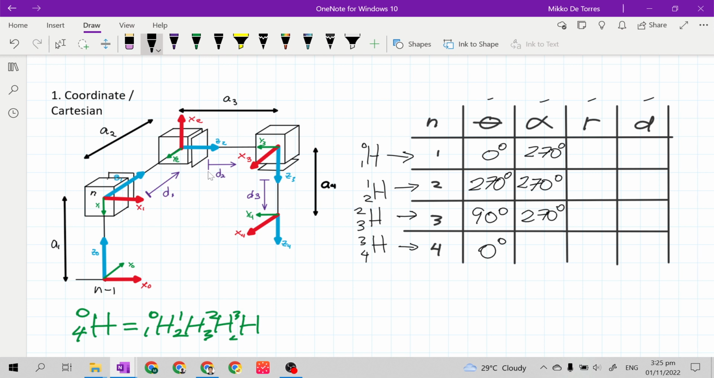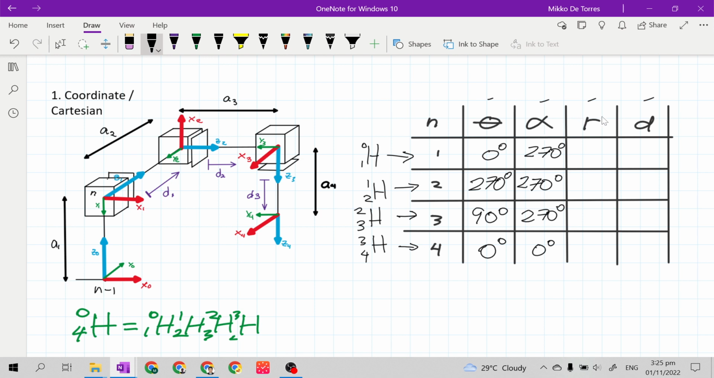Then for the last homogeneous transformation matrix, our x sub n is x sub 4. Then our z sub n minus 1 is z sub 3. Our z sub n is z sub 4. We don't need to rotate. We don't need to have rotation alpha here because z sub 3 is already at the direction of z sub 4. So this is 0 degrees. Okay, so we are finished at column alpha.